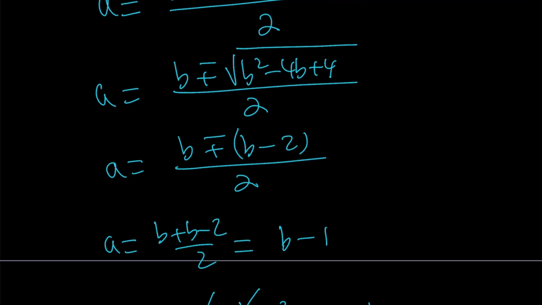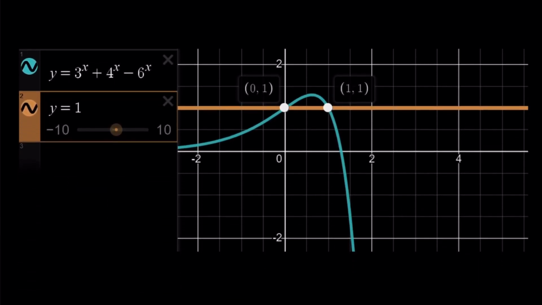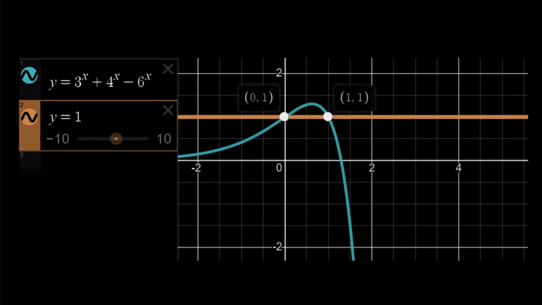Let's go ahead and take a look at the graph now. The graph is also going to give us some ideas. It's not definitely a solution, but it kind of shows you something. So the graph of 3 to the power x plus 4 to the power x minus 6 to the power x intersected with the horizontal line y equals 1, the orange one. And you notice that there are 2 intersection points. I'm not saying that. Desmos is saying that there are 2 intersection points, and those points are exactly given with their coordinates. Therefore, x equals 0 and x equals 1 are the only solutions to this equation.